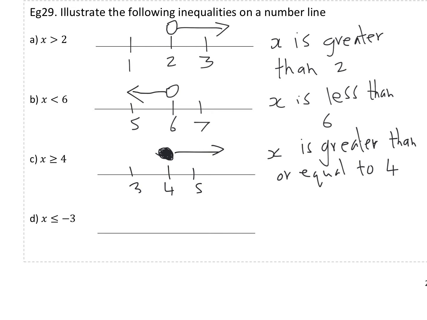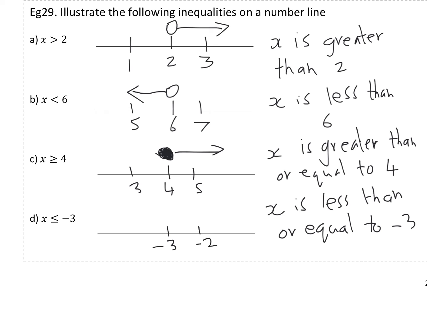On part D, we've got that x is less than, or we've got the equal part in there too, so it's less than or equal to minus 3. In this case, minus 3 is the key part in the number line. Bigger than minus 3 would be minus 2 or minus 1 and so on. Smaller than minus 3 is minus 4, minus 5 and so on. So x can actually be equal to the minus 3, so we colour in that circle. But it has to be less than that as well, so we go down to the left. X is less than or equal to minus 3.